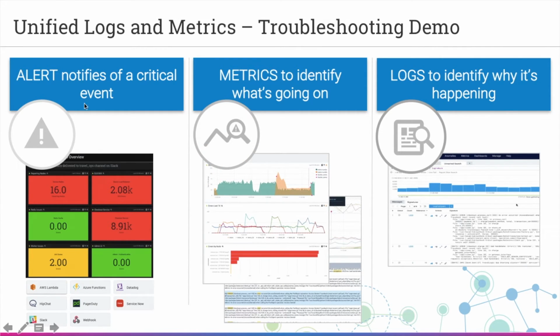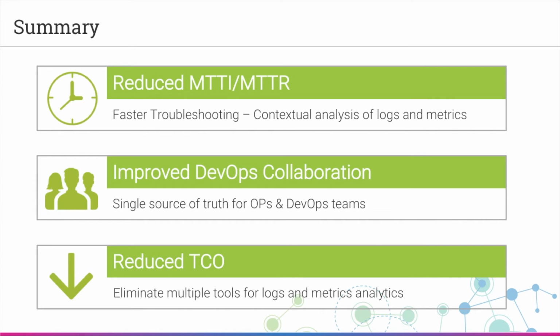So you see how we went from alerting the user, using metrics to identify what is going on, and then diving into the relevant logs to identify why this is happening. This is great. We've seen how Sumo can reduce the mean time to identification and resolution by providing contextual analysis. We've also seen how Sumo can improve your team's collaboration by using a single source of truth that can be securely accessed and analyzed. And lastly, a unified logs and metrics solution eliminates the need for multiple tools by lowering your total cost of ownership.